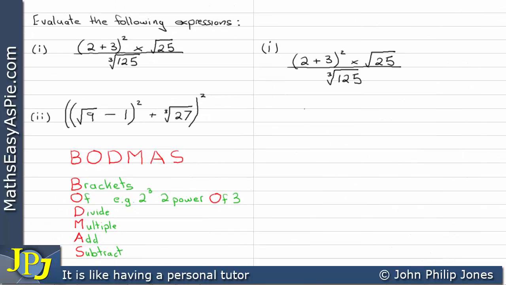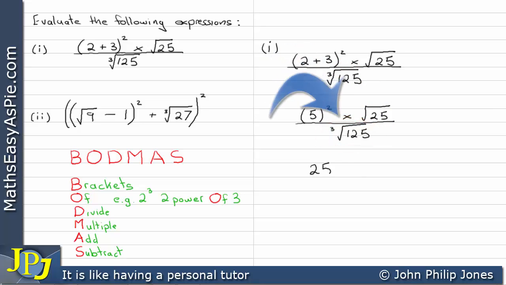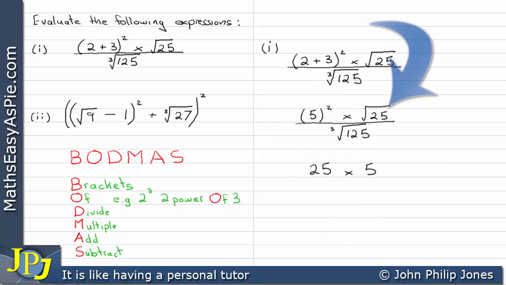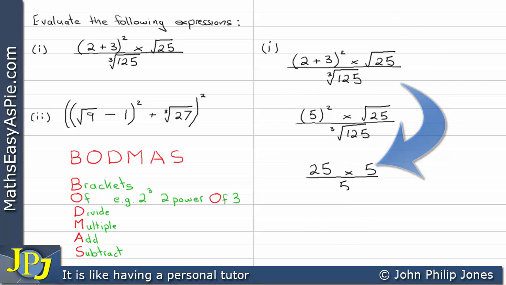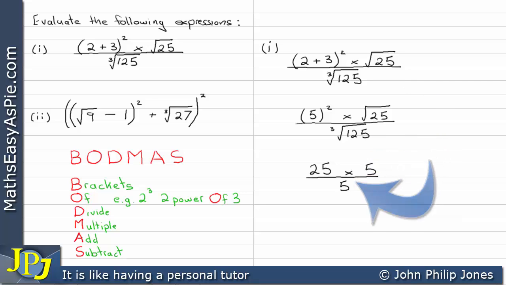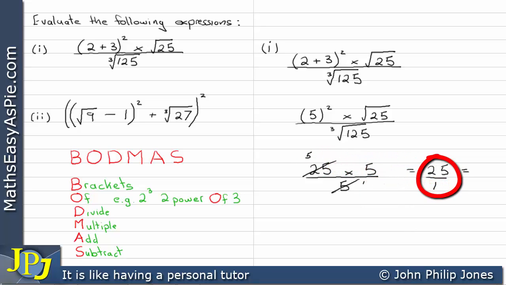The first thing we do, we work on the brackets that contain 2 plus 3, which gives us 5. Then we square that, then we multiply that by the square root of 25, and then we divide the lot by the cube root of 125. Of course, 5 squared is 25, then we multiply by the square root of 25, which is 5, and we divide by the cube root of 125, which is 5. We then perform the division, so we cancel the 5 with the 25, and then 5 times 5 is 25 over 1, which gives us 25, as you can see.